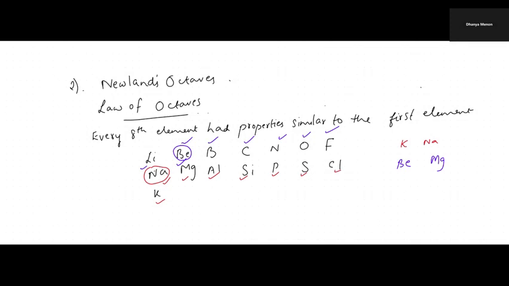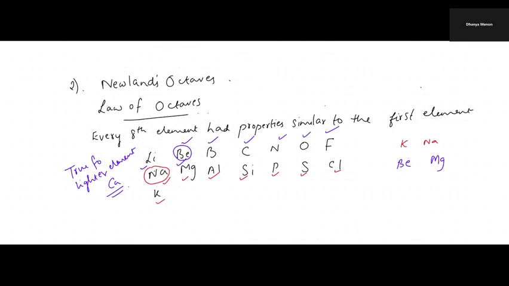Also, this scientist arranged the elements in increasing order of their atomic weight. But this law, later on, they found out, is true only for lighter elements. Until calcium, it was going fine.